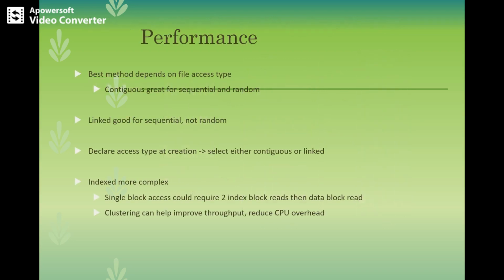Talking about the performance of different kinds of allocation methods, the contiguous allocation scheme is great for sequential and random access, and linked allocation is good for sequential but not for random access. You declare the access type at creation time, and you have to select either contiguous or linked allocation. And index allocation is more complex. Here a single block access would require two index blocks reads, and then reads the data block.